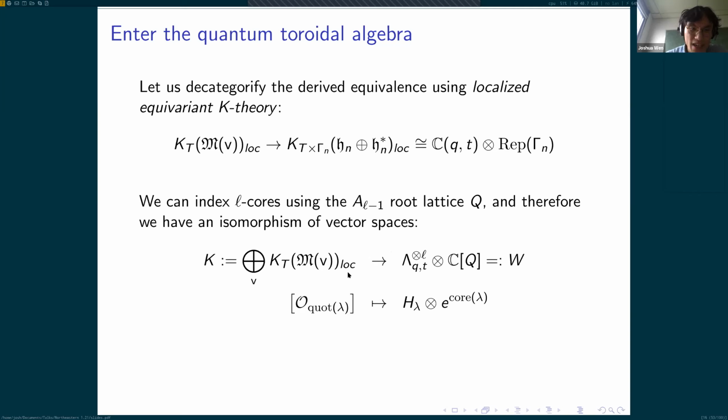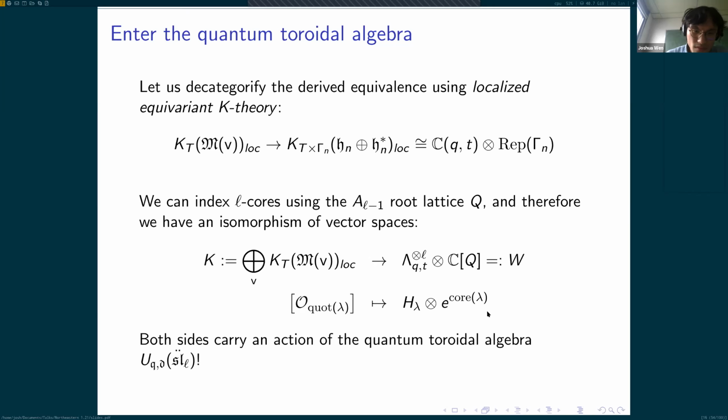And by definition, these derived equivalences map the structure sheaves at fixed points to the wreath Macdonald polynomial, but I'm going to add an index for the core here.